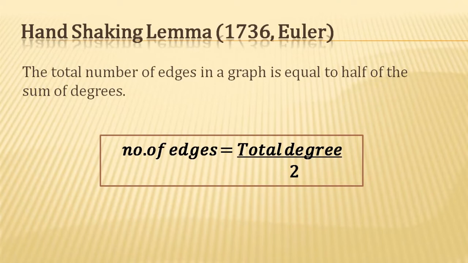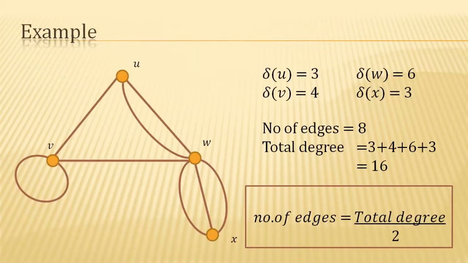Handshaking lemma. This lemma was proven by Leonhard Euler in 1736. It says the total number of edges in a graph is equal to half of the total degree. Let's look at an example. Here there are 4 vertices U, V, W and X. First, let's consider the vertex U. The degree of the vertex U is 3 since there are 3 edges connected to the vertex U. And the degree of the vertex V is 4. The degree of the vertex W is 1, 2, 3, 4, 5, 6. And finally, the degree of the vertex X is 3.